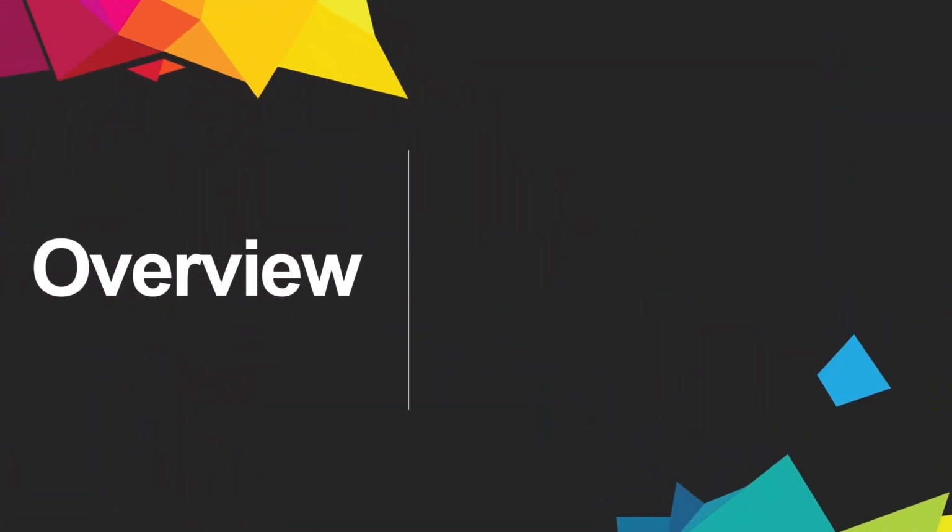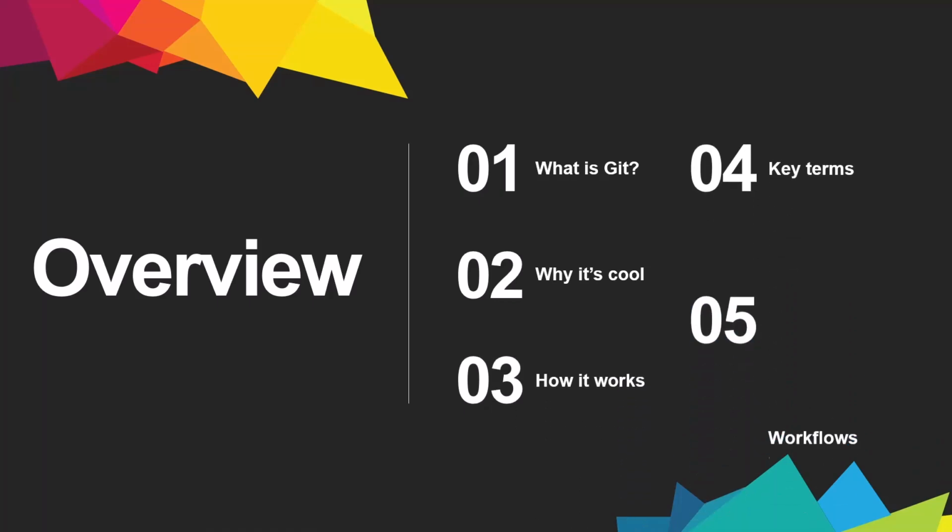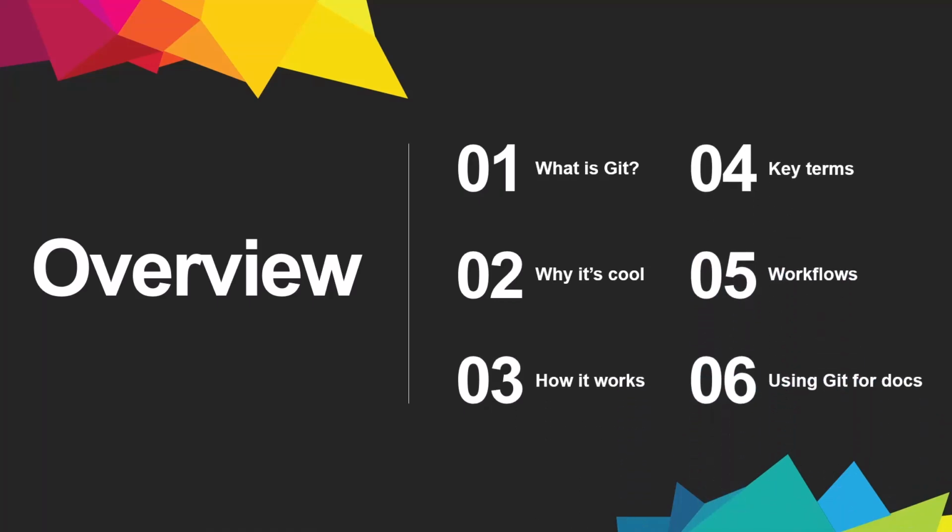What we're going to cover today is, first, what is Git in general, why is it so cool, and how does it work generally speaking. We'll also get into some of the key terms and talk about common workflows that you might see when you're working in a Git system. And then lastly, we'll talk about how you can use Git in a docs as code system, since most of you coming to our project are probably interested in how Git works for documentation. So let's get into it.